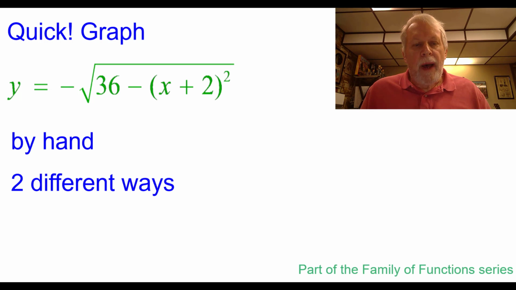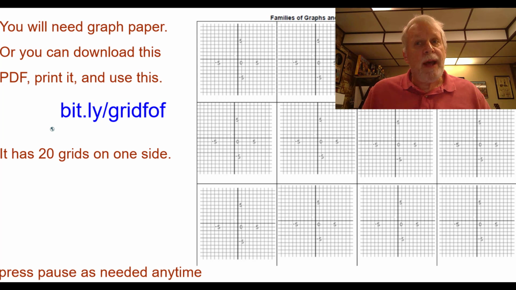Quick, graph y equals the opposite of the square root of the quantity 36 minus the quantity of x plus 2 squared, by hand 2 different ways. This is part of the family of functions series. You will need graph paper, or you can download this PDF and print it. Press pause as needed anytime during this video.